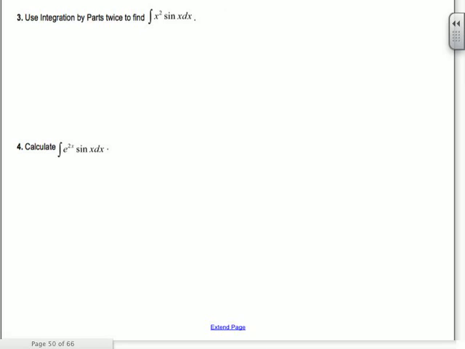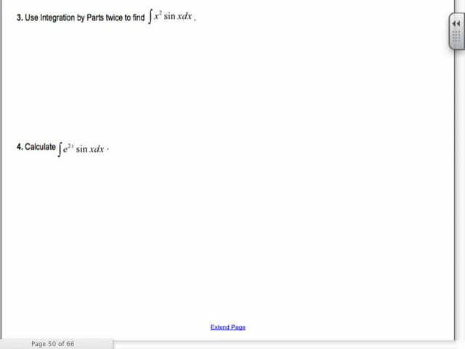So most of them are pretty easy. It's pretty easy to tell what your u is and what your dv is. Some of them do get kind of hard, though. So number 3 is one that gets kind of hard because it says use integration by parts twice. So we're going to use it twice to find x squared sine of x dx.